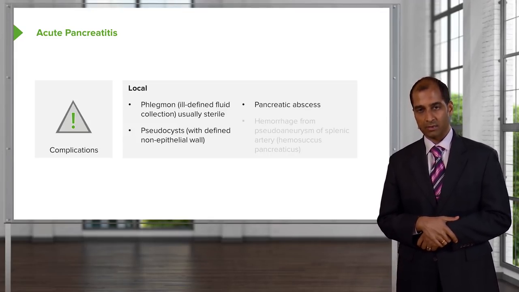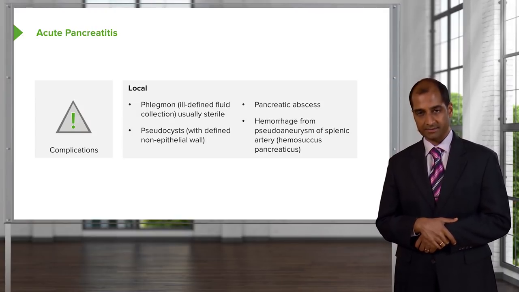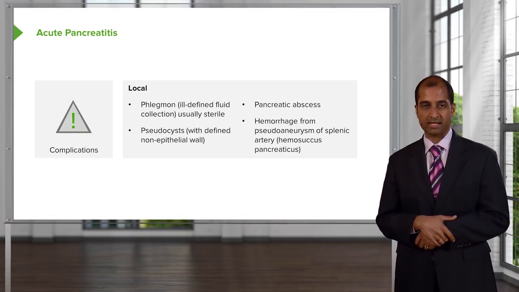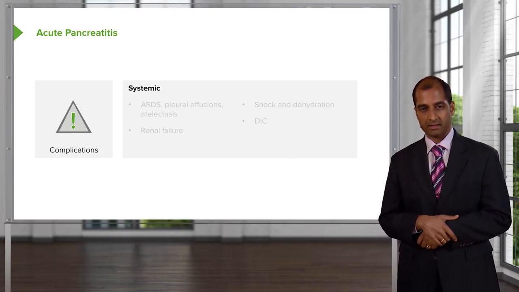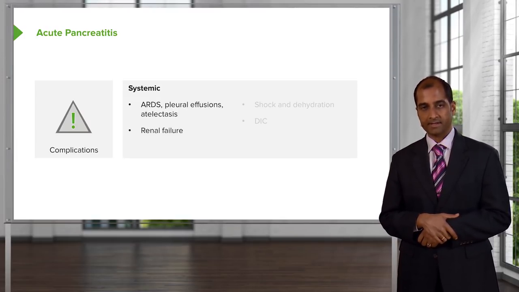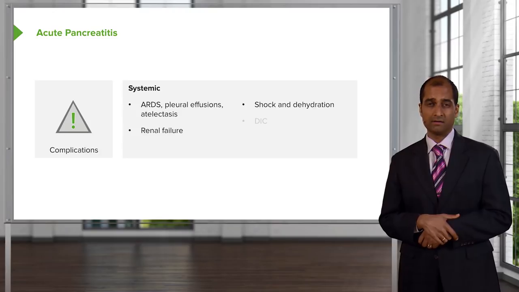If infection sets in, you're worried about pancreatic abscess, and you might have pseudoaneurysm of splenic artery. This is known as hemosuccus pancreaticus, and mean to say that you have hemorrhage taking place into it. These are local complications that you want to keep in mind for acute pancreatitis. Systemically, we've talked about a few of these already. If these enzymes and such start getting into the respiratory system or pulmonary circulation, there's every possibility that ARDS might kick in. Next, kidney damage, renal failure, and with such severe volume deficit may actually result in shock.